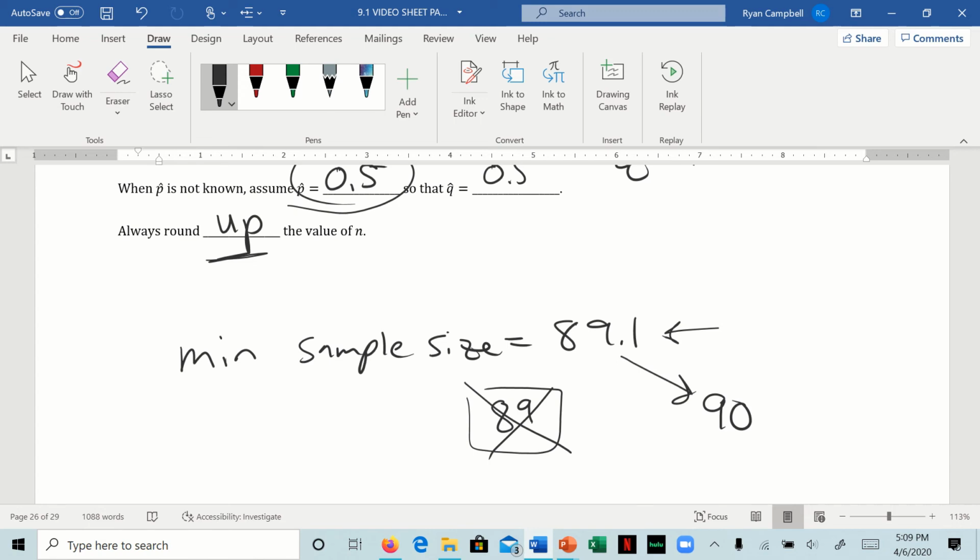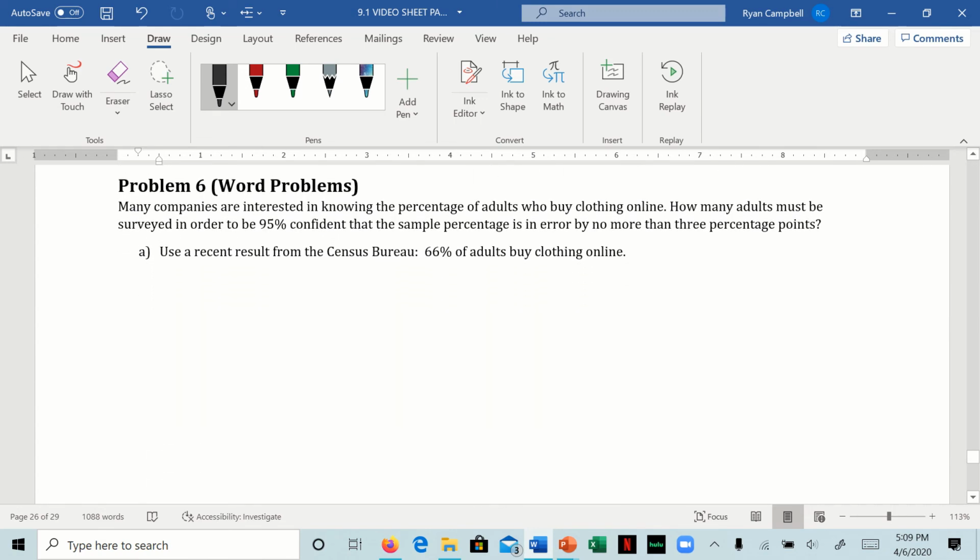All right, so let's look at some examples. Many companies are interested in knowing the percentage of adults who buy clothing online. How many adults must be surveyed in order to be 95% confident that the sample percentage is in error by no more than 3 percentage points? So it uses the words how many, so this is going to be a sample size problem. And it's talking about a percentage, so we know we're going to be using the proportion formula. Part A, use the results from a census that 66% of people buy clothing online. So we're going to use our formula.